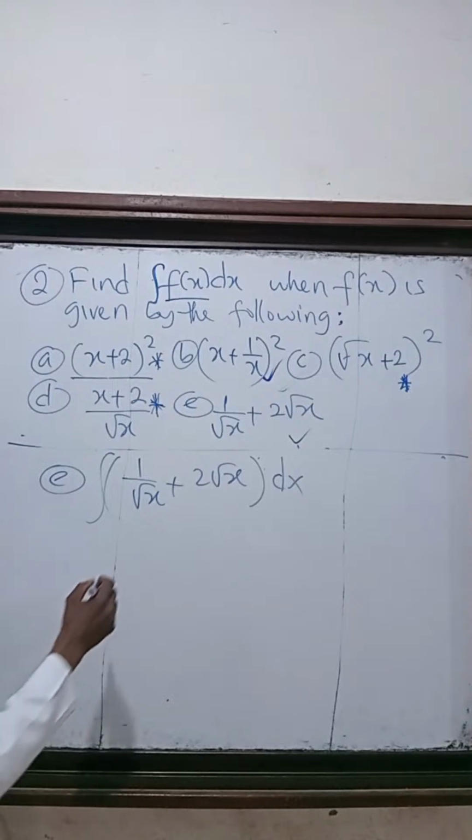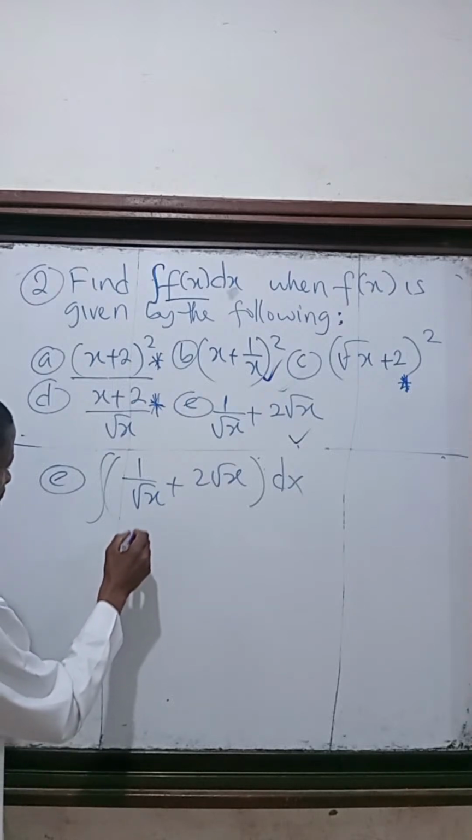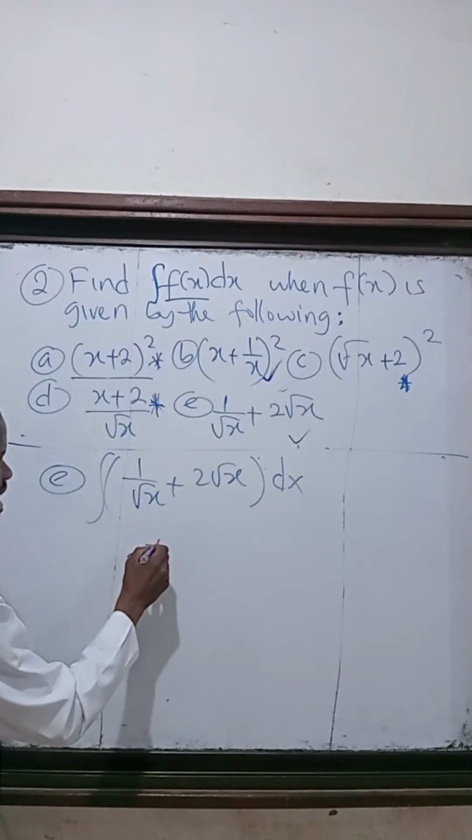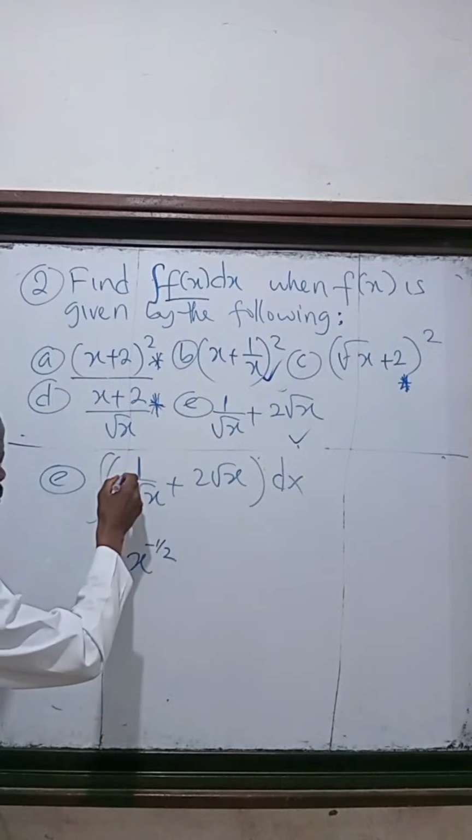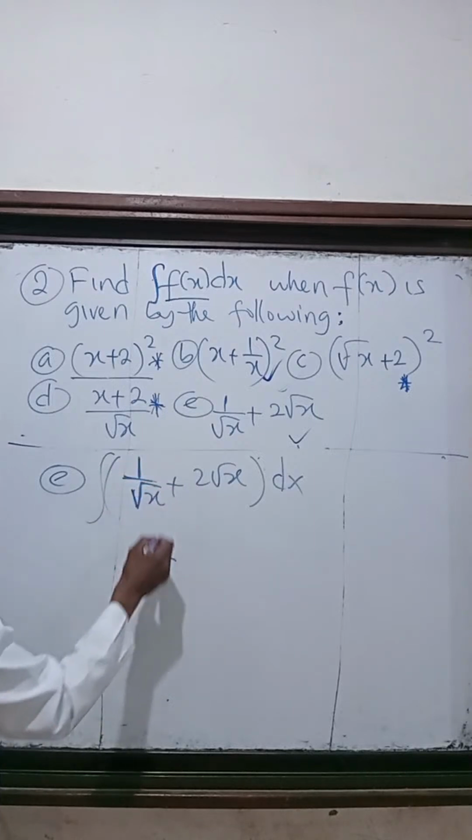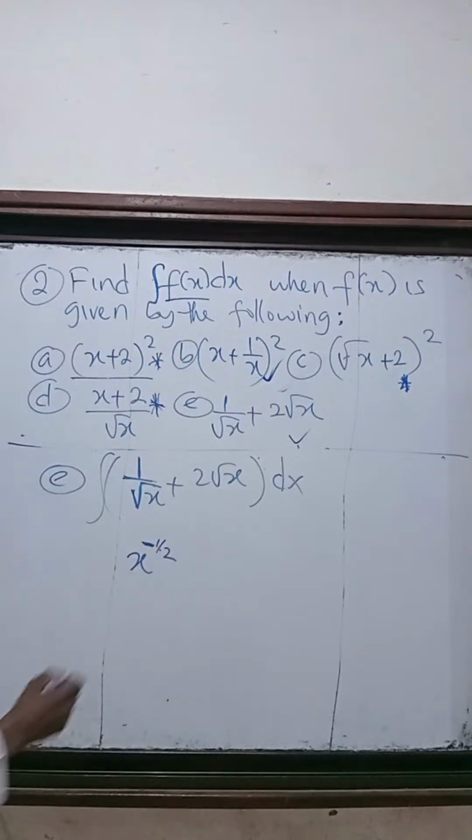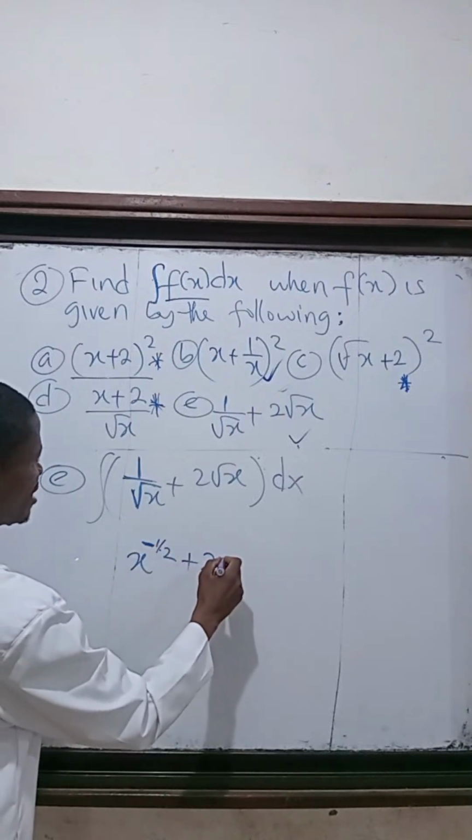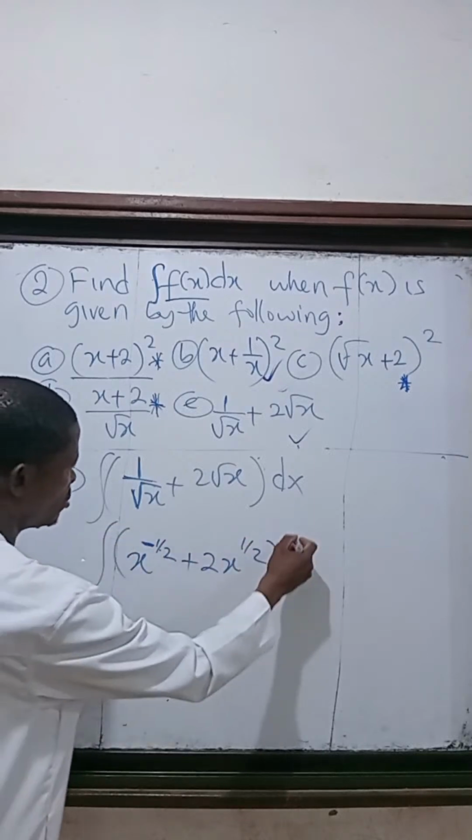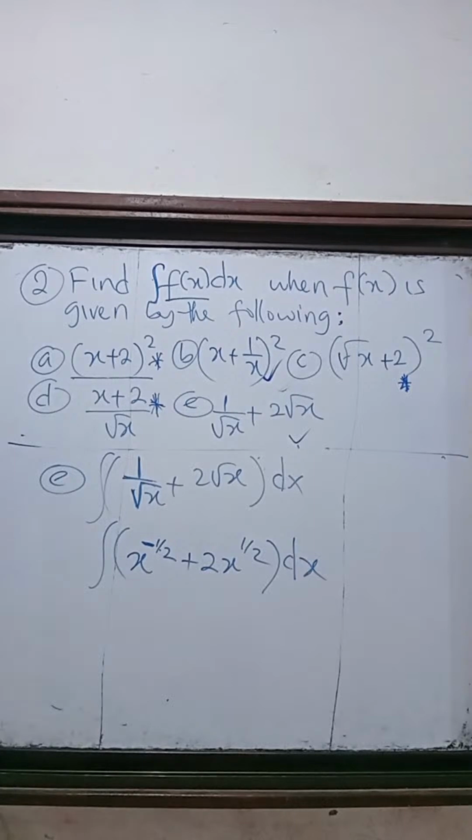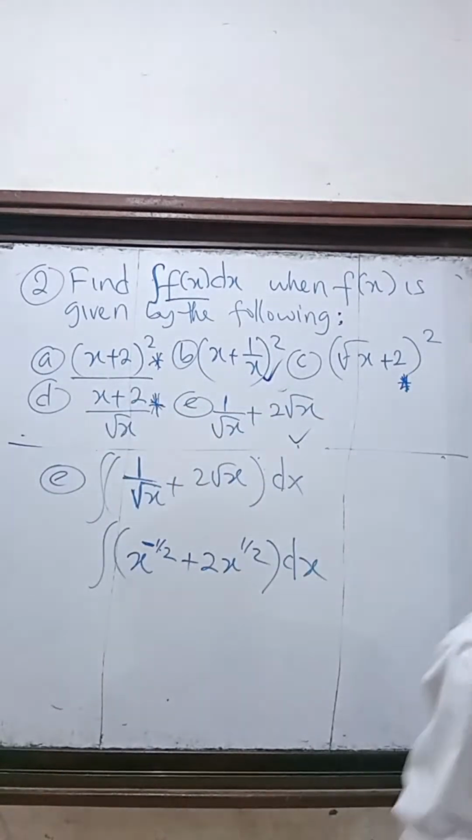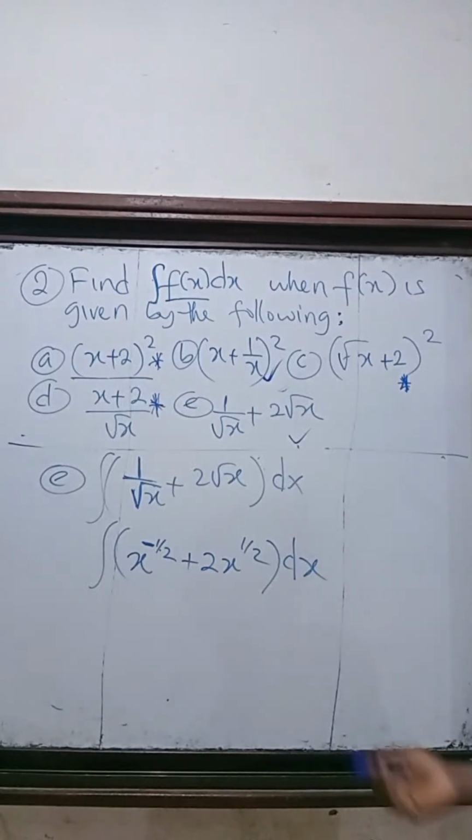So do the algebra. This will be 1 over x to the power half, and that will be x to the power minus half. This 1 over is minus, and then this radical is half, and then plus 2 times x to the power half. So that's the first thing to do, to remove the radical. Remove the square root. Then after that you can now integrate.